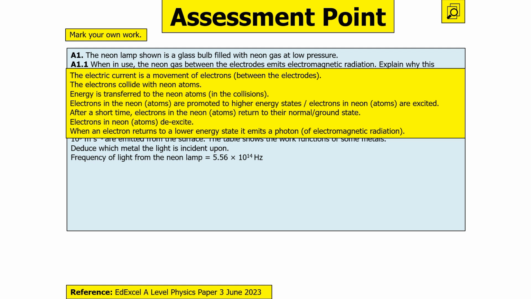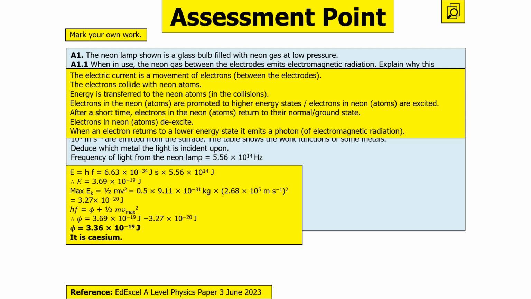Now after a short time, the electrons in the neon atoms will then return to their normal state or their ground state, and they will de-excite. So when electrons then return to the lower energy level, it will then emit a photon of electromagnetic radiation equivalent to the difference in energy levels, which is why it emits that radiation.